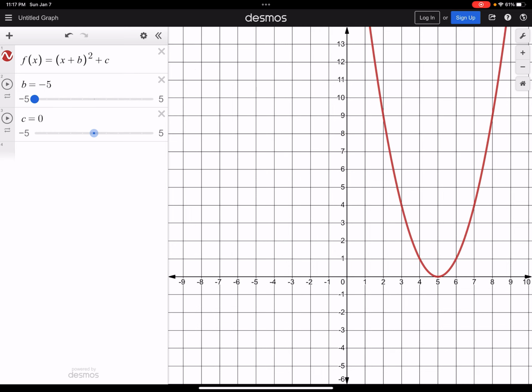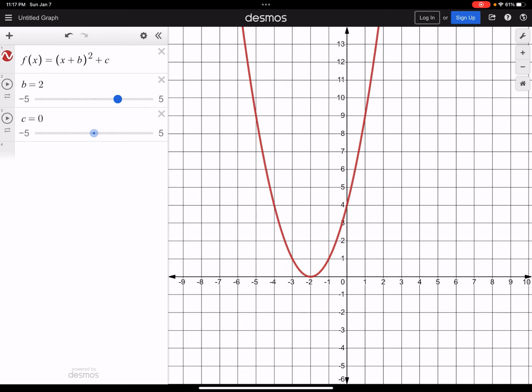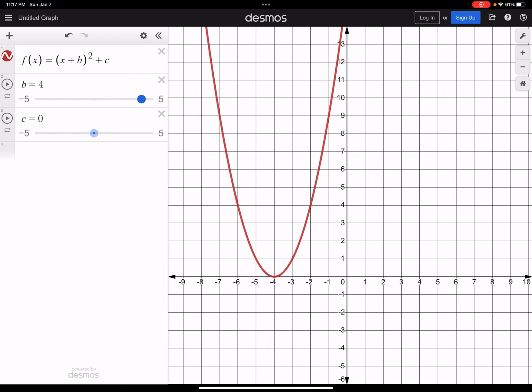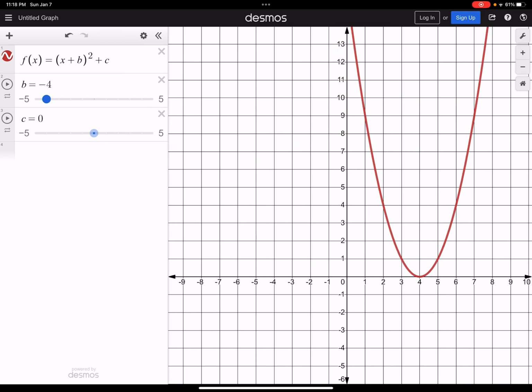It looks like it's just moving it kind of the opposite direction that I'm moving the slider. It's moving it left and right. If I move the slider to be a bigger number to the right, the parabola moves to the left. If I move it to be a negative number, it moves it to the right. It's kind of the opposite of what's happening.